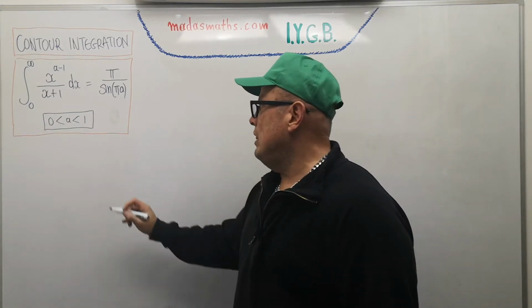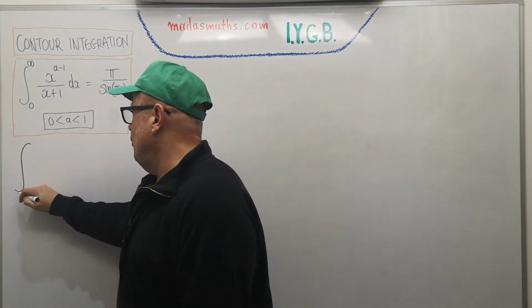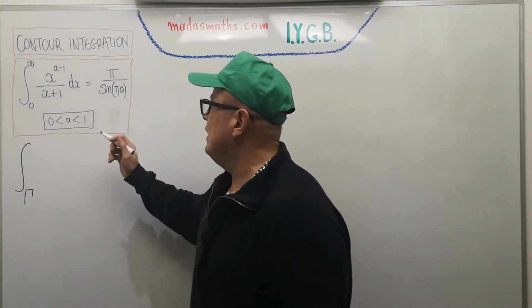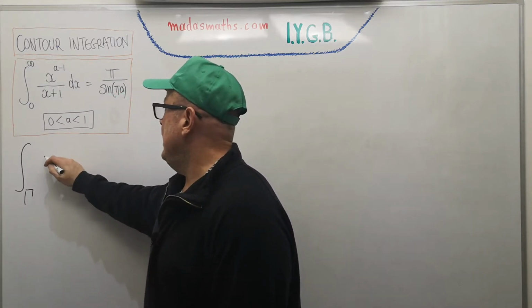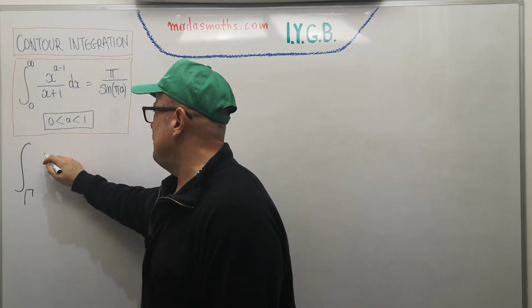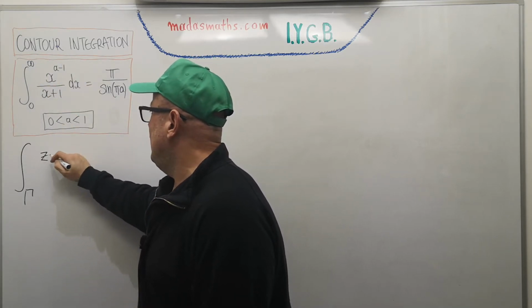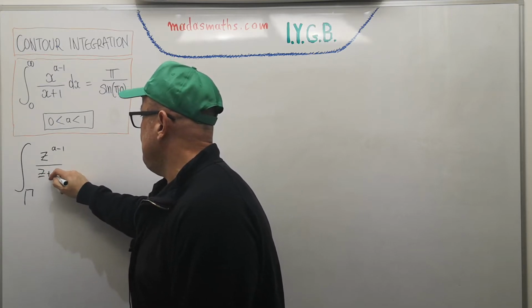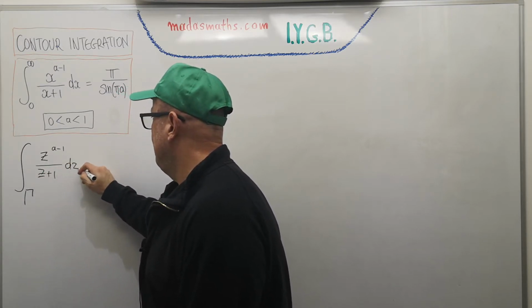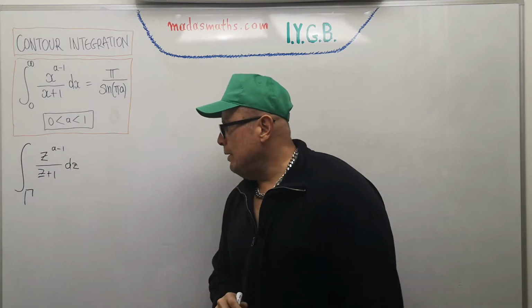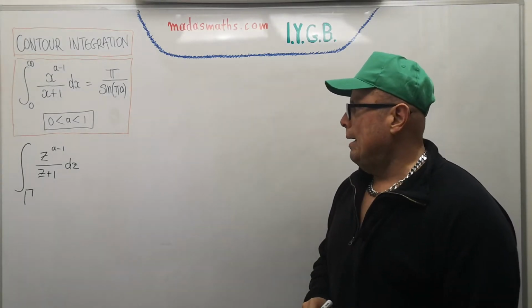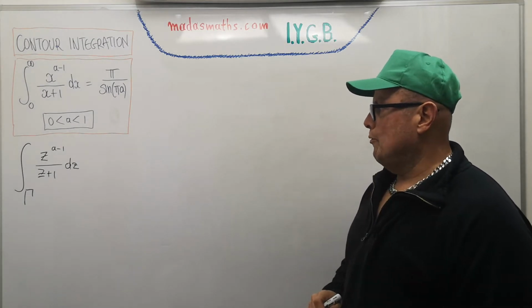We're going to start with a complex integral around some complex path gamma, which we're going to define in a minute. And f of z is just this thing here written in z, so z to the a minus 1 over z plus 1 dz. Okay, and the next thing we need to think about is, what gamma shall we use for something like this? We need to make a few observations for this particular one.